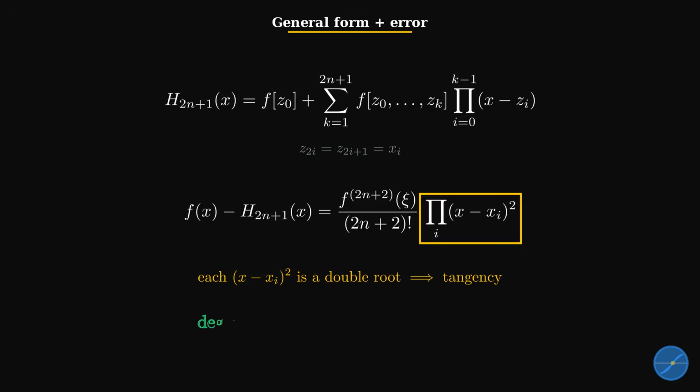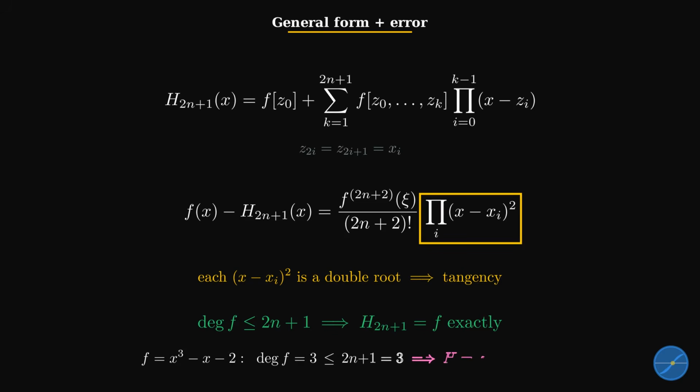One more thing the formula hands us. If f itself is a polynomial of degree at most 2n plus 1, that high derivative is 0. The error vanishes. Hermite gives f back exactly. And that's exactly why our cubic came back. X cubed minus x minus 2 has degree 3, at most 2n plus 1. So Hermite returned it untouched.